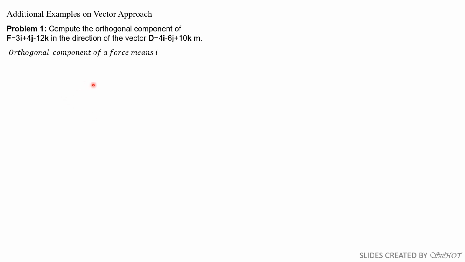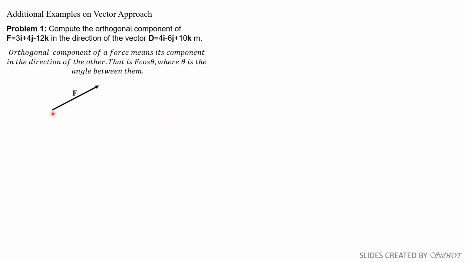Orthogonal component of a force is the component in the direction of the other. So that is F cosine theta, where theta is the angle between them. So to illustrate, let us say this is the force vector and this is the distance vector, and assuming they are not perpendicular to each other, and there's a gap between their lines of action. So we draw a line parallel to D through F. That's the free vector of D.